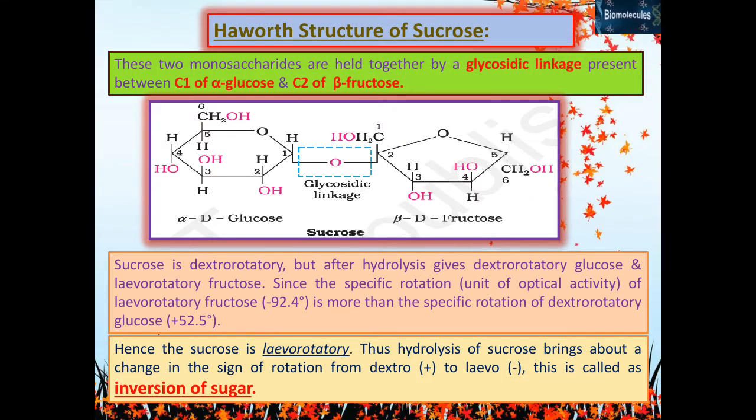So it may be asked for 2 marks. What is inversion of sugar? The change in the rotation of sucrose from dextrorotatory into levorotatory upon hydrolysis is called inversion of sugar. Okay, so in sucrose these 2 points are important. One is the Haworth structure and another point is inversion of sugar or inversion of cane sugar.